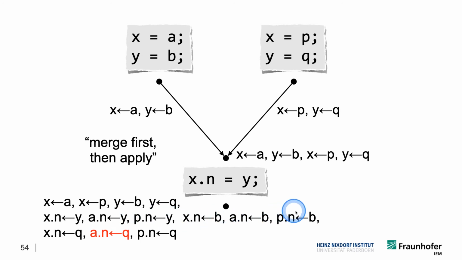I don't want to go through all of these, but what I want to talk about is this relationship here, because that's, so to say, a false positive. That's actually something we don't want. Why? Let's take a look at that. So this is saying that a.n could have been assigned the value of q. But look at the program and see whether that can actually happen. What do you see?